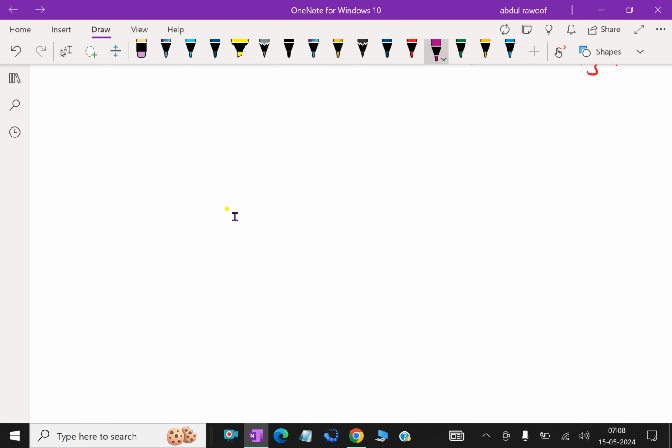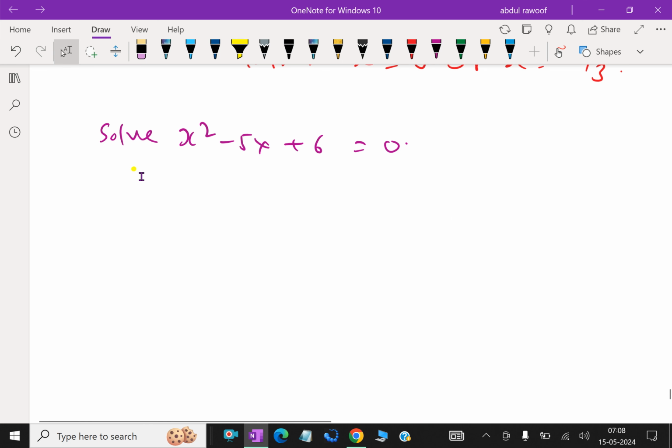Solve x squared minus 5x plus 6 equal to 0. Here, the last term is 6 and the middle term is minus 5. Here the coefficient of x squared is 1, so 1 into 6 equals 6. Split this 6 into two factors: 1 into 6 and 2 into 3.